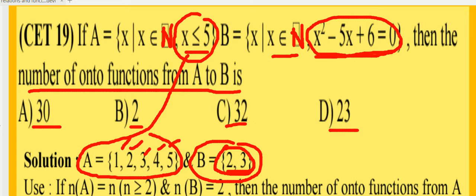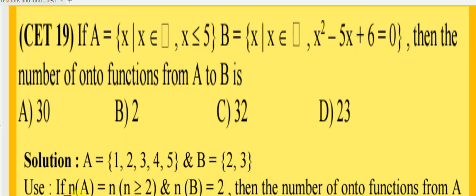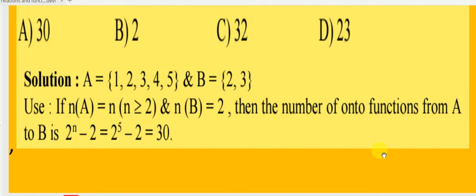So we will use the fact that the number of elements in A is equal to n and the number of elements in B is equal to 2. Here n is greater than or equal to 2. Then the number of onto functions from A to B is given by 2 to the power of n minus 2. So you can remember this formula.